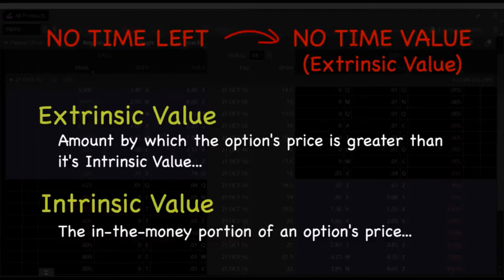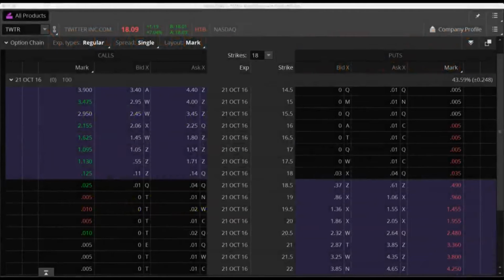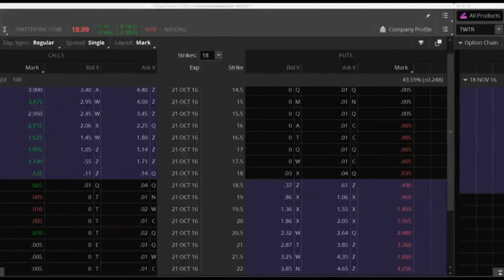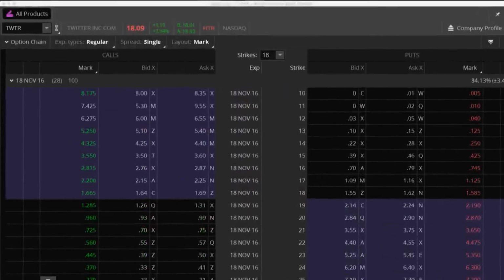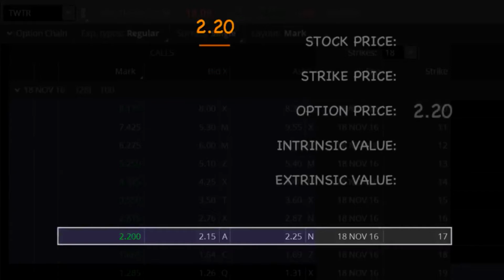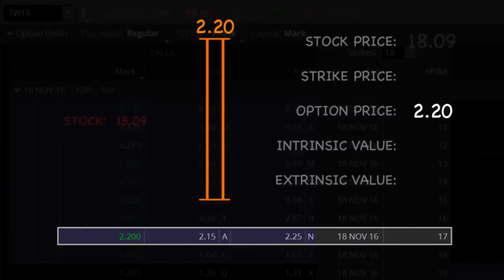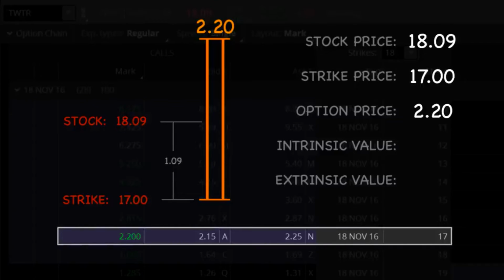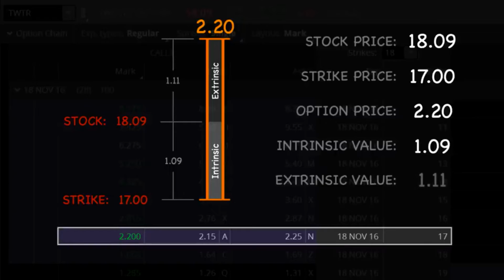Okay, so that may have sounded a little confusing, so let me just show you a quick example. Remember, we mentioned that these options that expire today don't really have any extrinsic value. So let's again go back to the options with 28 days to expiration. Check out the 17 strike call option with 28 days. The price of this option is $2.20, and the current stock price is $18.09. So this 17 strike call option is $1.09 in the money. So its intrinsic value is $1.09. And the extrinsic value is just whatever is left over. So in this case, the extrinsic value is $1.11.